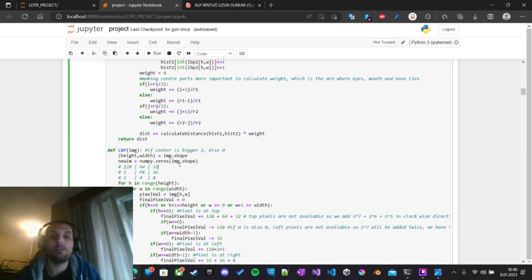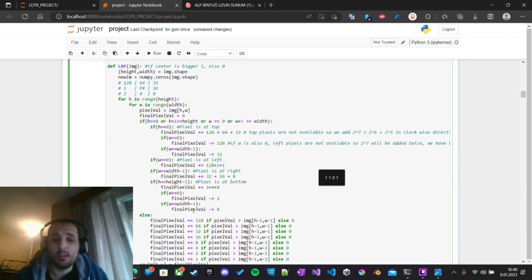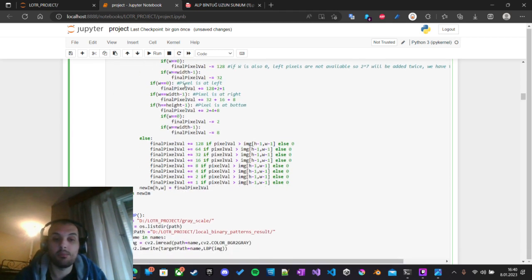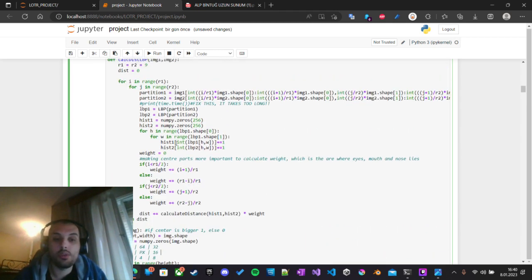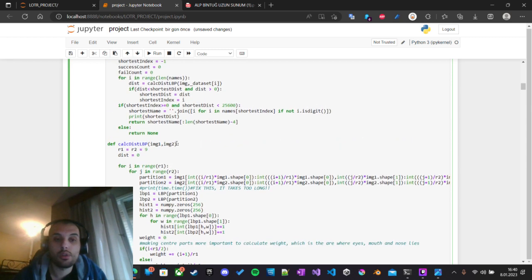I am calculating local binary patterns as follows, in clockwise direction. I'm not just using ones and zeros and then converting this into a value, I'm just adding those. This is 2 to the power of 8, which is just 1000000. So I'm converting and adding at the same time. And here I am using a threshold.